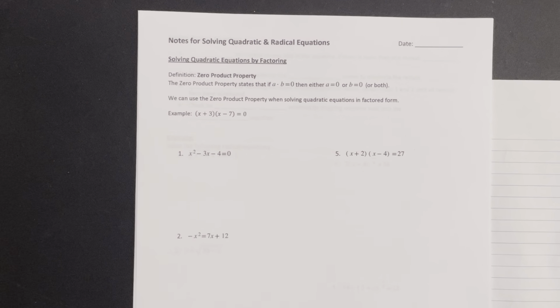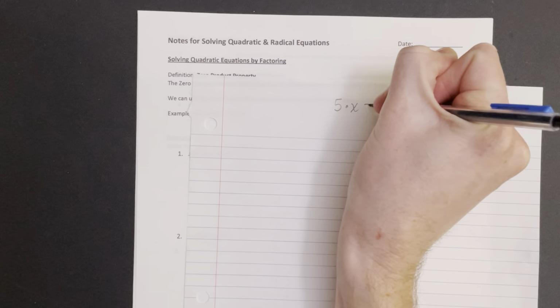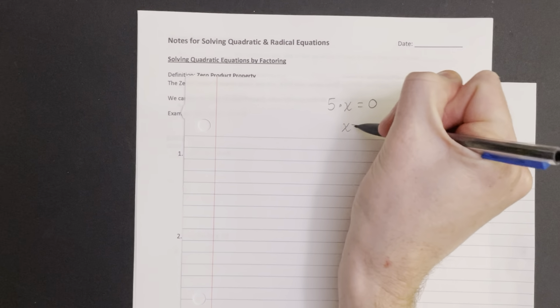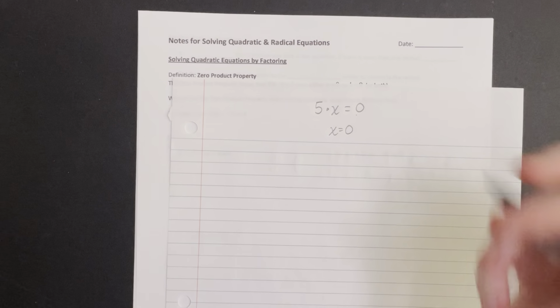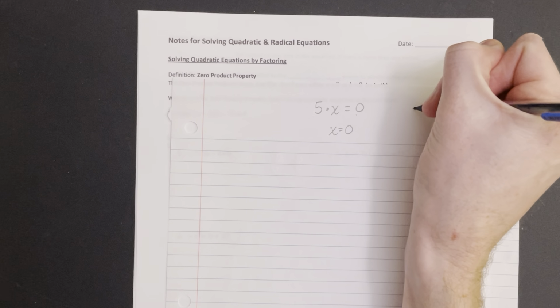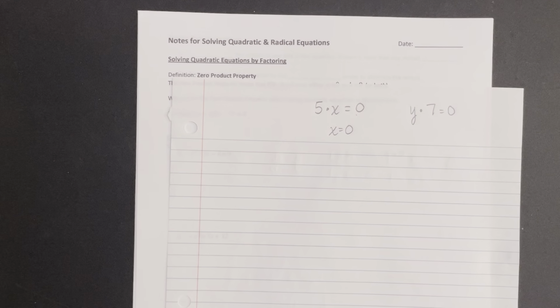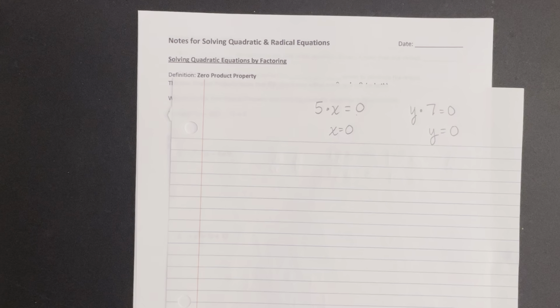This is one property that we will use a lot, and it's thinking about a product or a multiplication of things. So say I have two things that are multiplied together. Let's think about if I had 5 times x equals 0. Automatically, we know that x would have to be 0 because 5 times 0 would be 0. And if I had something like y times 7 equals 0, we're in the same scenario. Something times 7 equals 0, that means that the y would have to be 0.